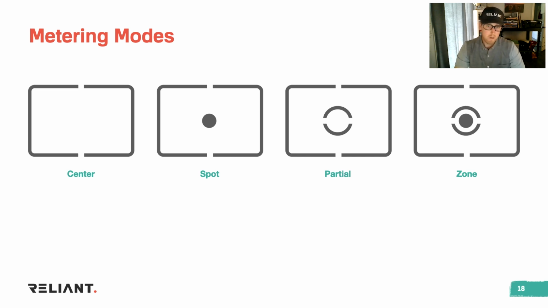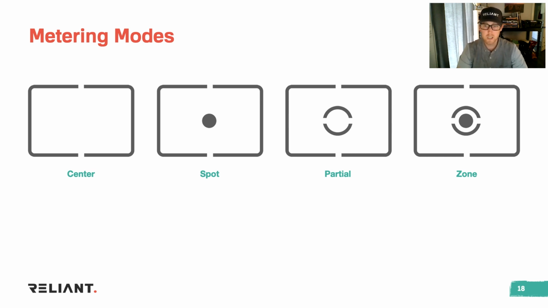Now, metering modes are something that I want you to be aware of, but they aren't something that you're going to change all the time. These modes are what determine the exposure your exposure meter wants you to hit. So as you point your camera at different scenes, your camera will decide where your exposure should be based on what you're pointing the lens at.